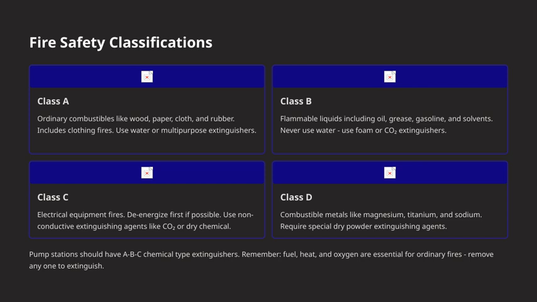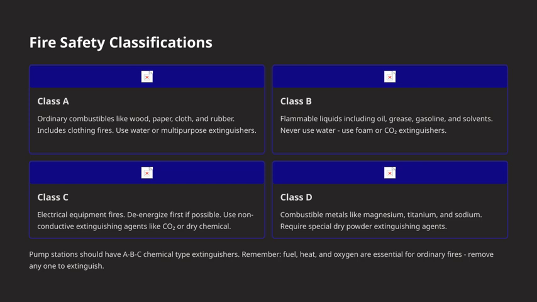And remember, for all fires, the key to extinguishing is removing one of the 3 elements: fuel, heat, or oxygen. If you can eliminate any one of these, you can effectively put out the fire. This is a fundamental concept that ties everything together and underscores the importance of choosing the right extinguishing method for each class of fire.